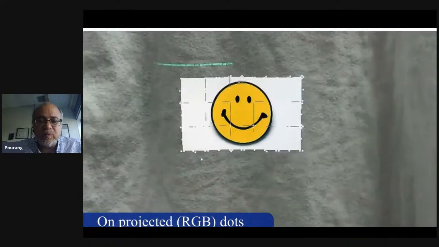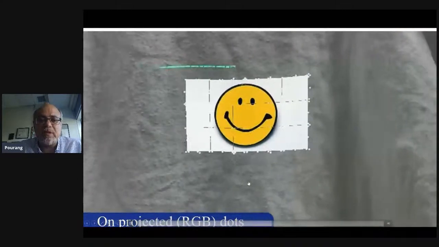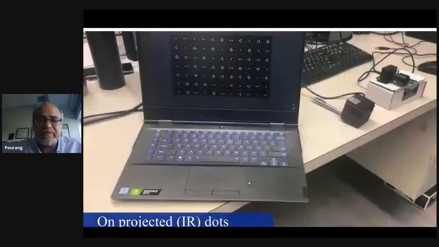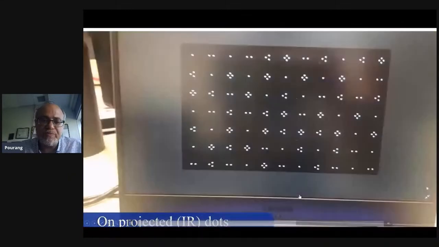But ultimately, we want to be able to move from RGB printed display, which you see, to something that is perhaps not visible to the eye. And so what we do is we print or we display infrared points, which are not visible to the naked eye, but to a camera that doesn't have an infrared filter on it. And so we have a setup like this.